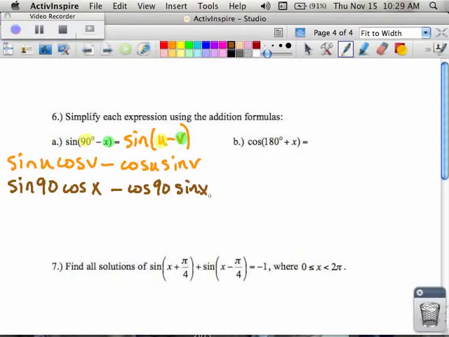Now I fill in the blanks. What's the sine of 90 degrees? Unit circle: 1. Then I don't know what the cosine of x is because they didn't tell me the angle. What's the cosine of 90? 0. And I don't know the sine of x, so I just write it as sine of x. 0 times anything is 0, and 1 times anything is 1, so the answer here is cosine x.